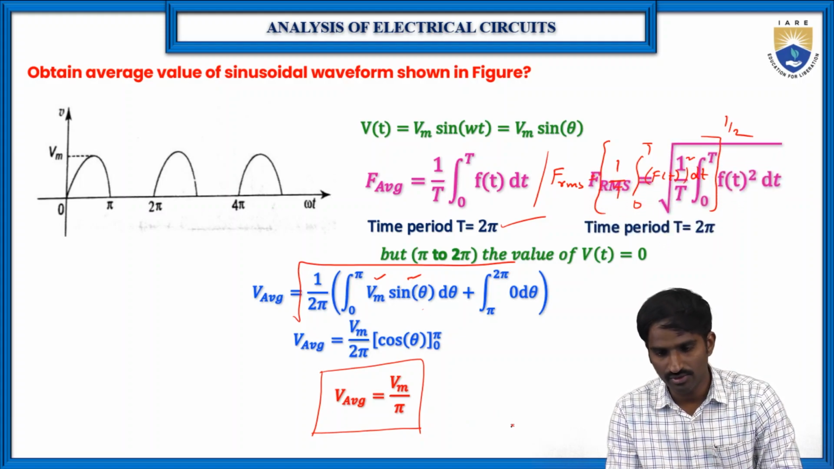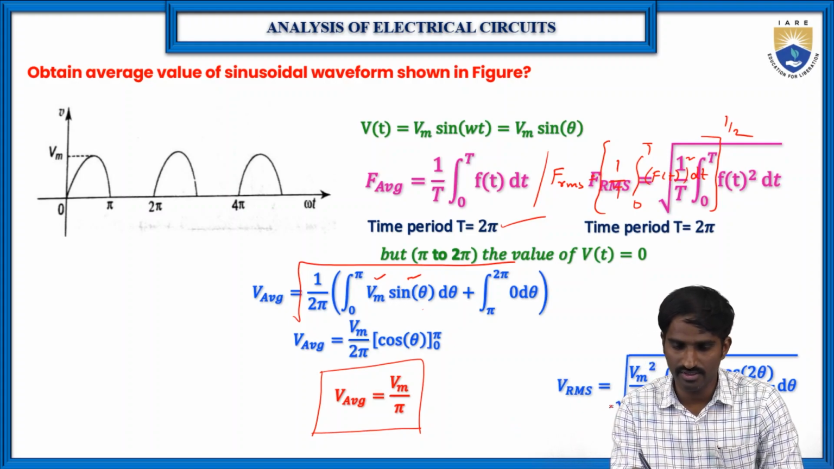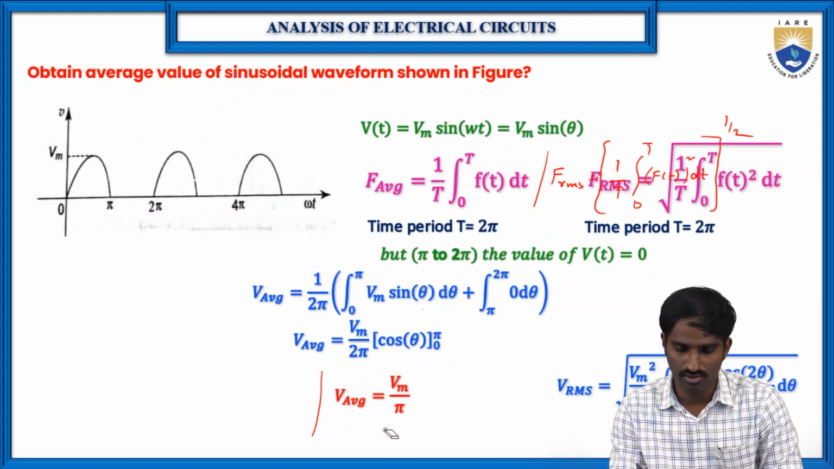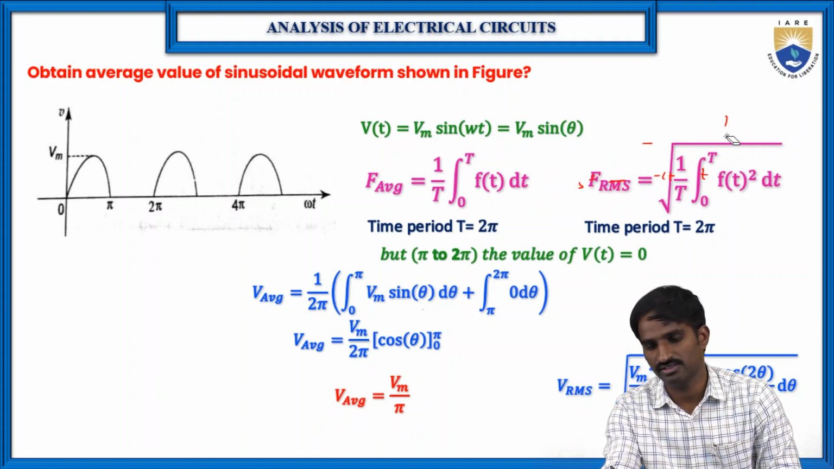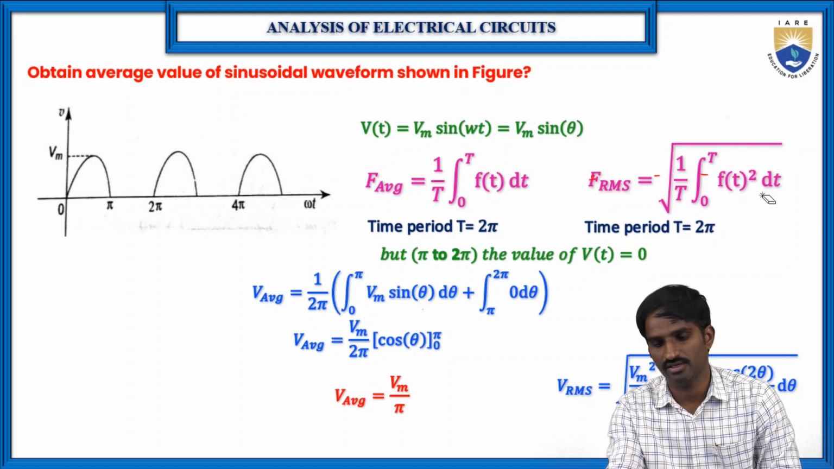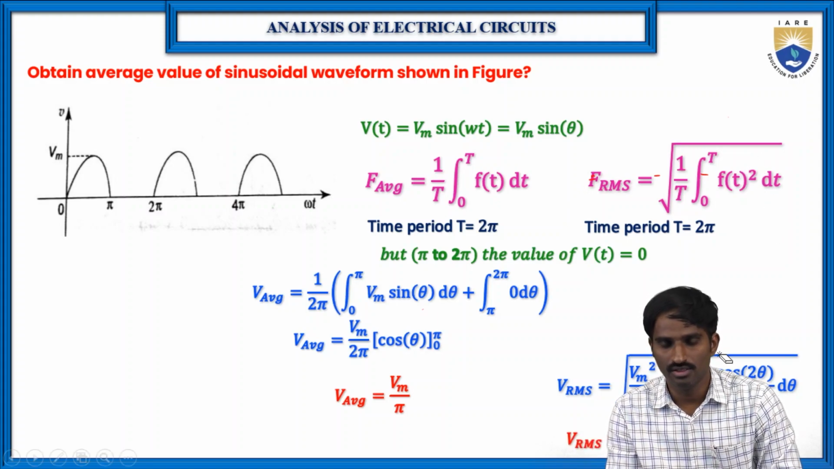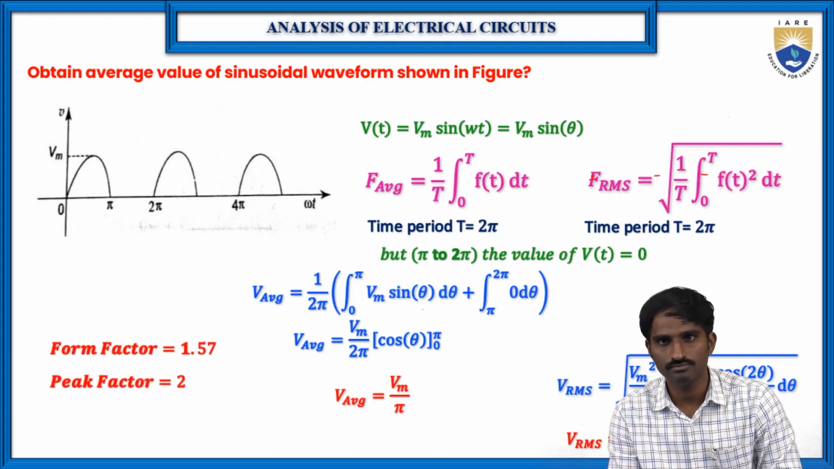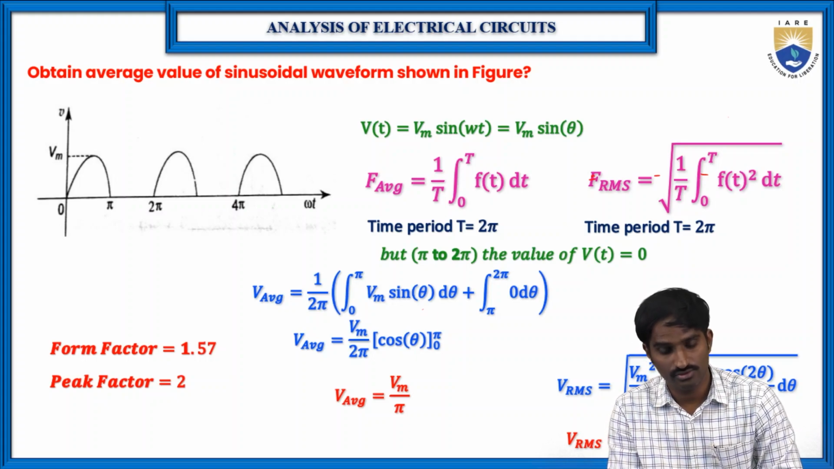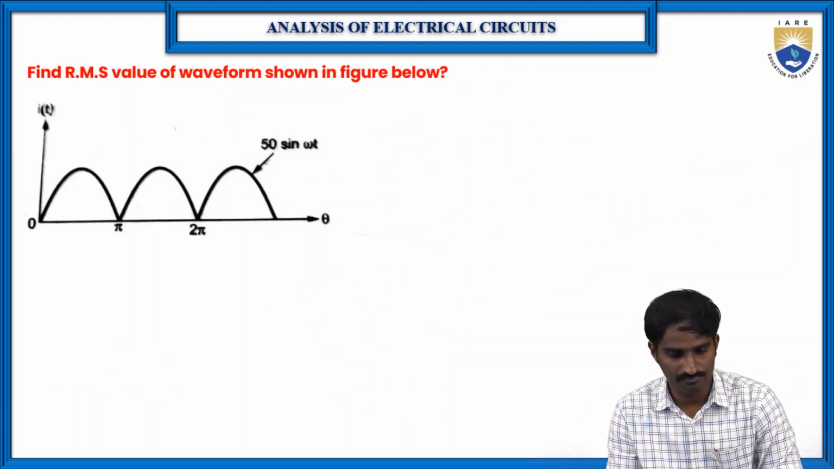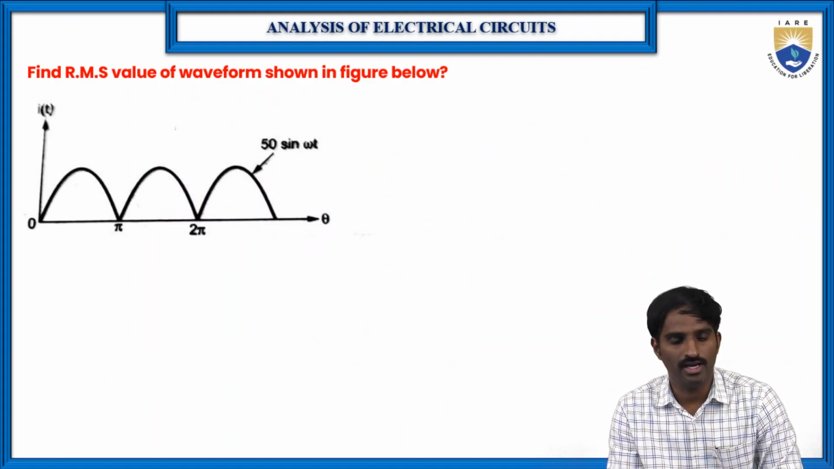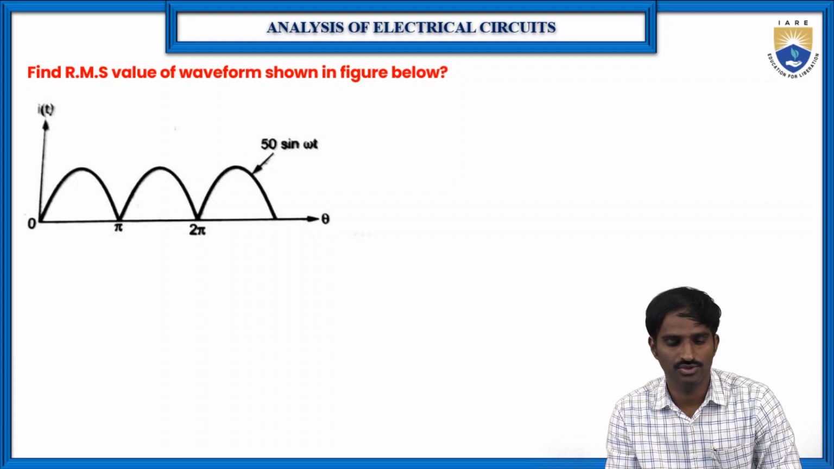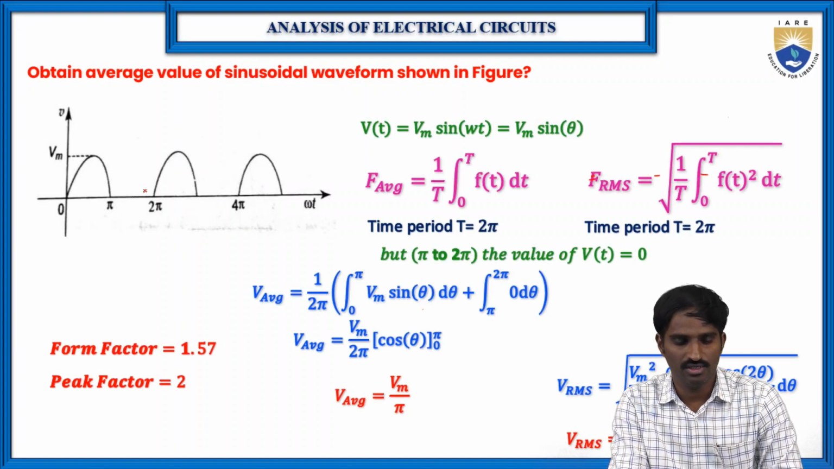Next, here they have already asked to find the RMS value also. So for this particular waveform, V average is equal to Vm by pi and VRMS is equal to Vm by 2. Then we can find the form factor and peak factor also, that we will see.